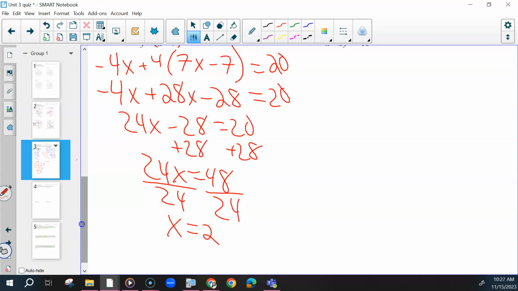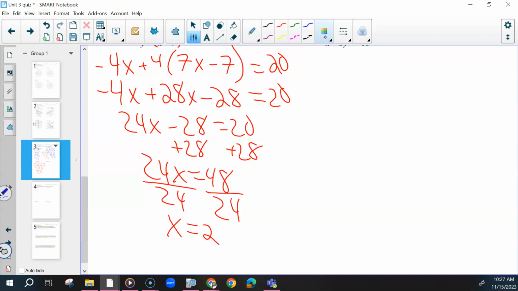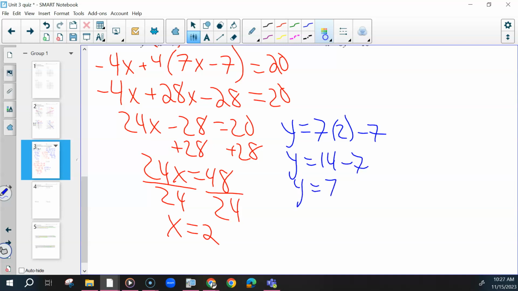Then just like the last one, if you put 2 into our y equals equation, we would get our y value. So 7 times 2 minus 7 was 14 minus 7, or just 7. If you got 2, 7, that was the right answer. Questions on that one?